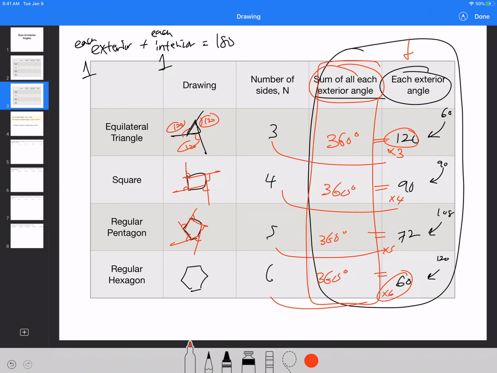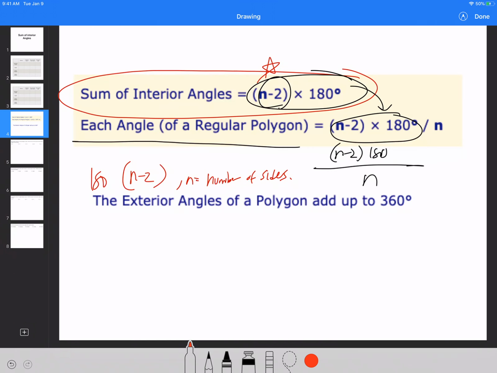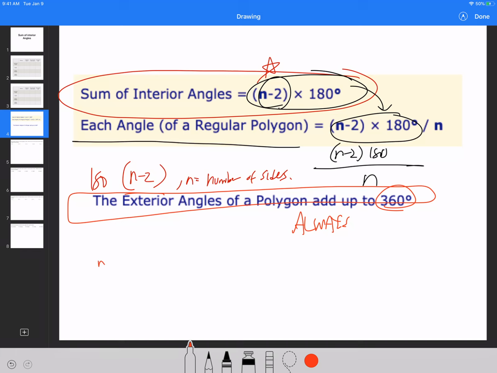So what is the pattern here? The sum of all exterior angles is always 360 degrees. That's what this last part of the formula is for. The exterior angles of a polygon always add to give you 360. I don't care if you have n be 100.